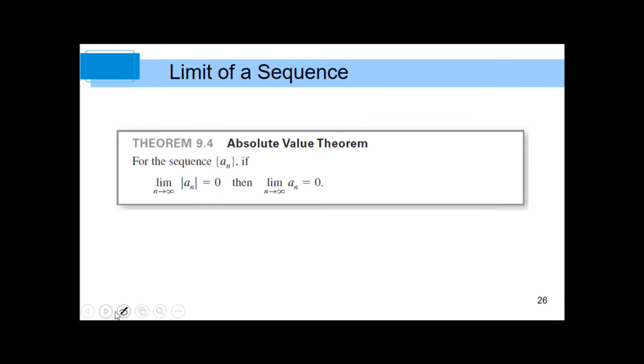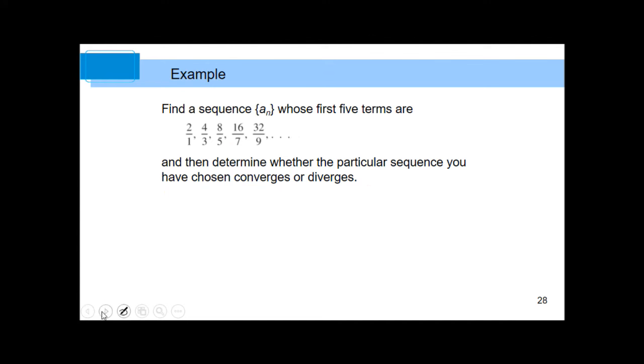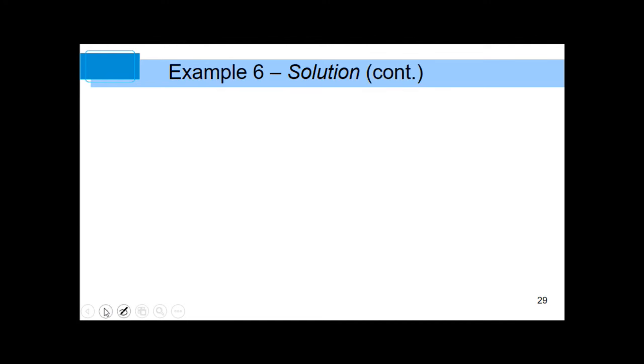Another thing we need to remember is something that's very helpful. If you have a sequence a sub n, and you know that the limit as n goes to infinity of the absolute value of the sequence, in other words, the positive version of the sequence, is 0, then that must mean that the original sequence converges to 0 as well.